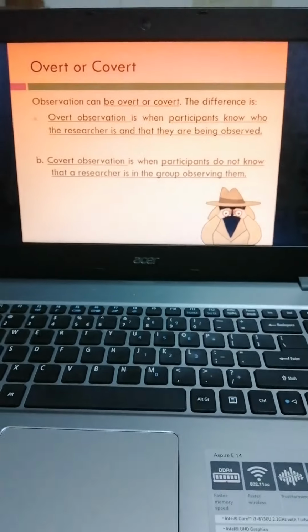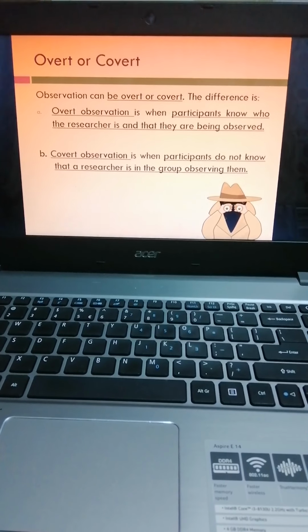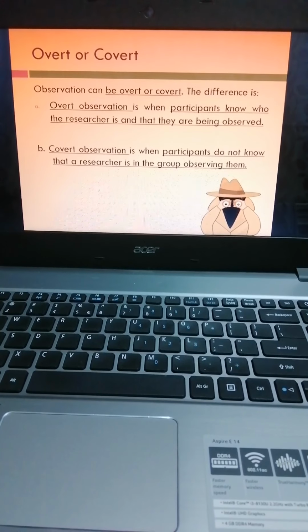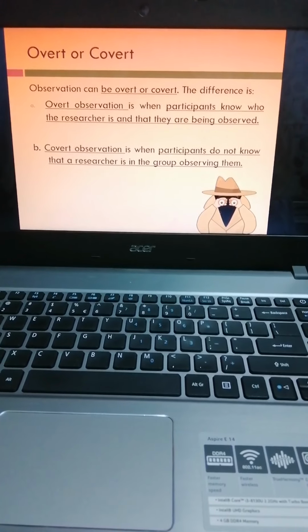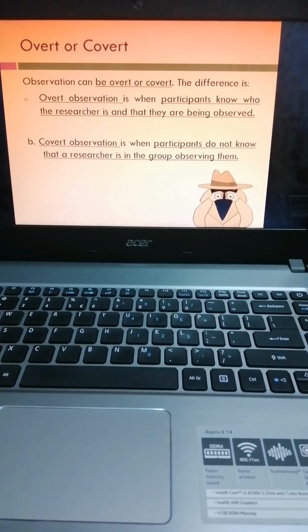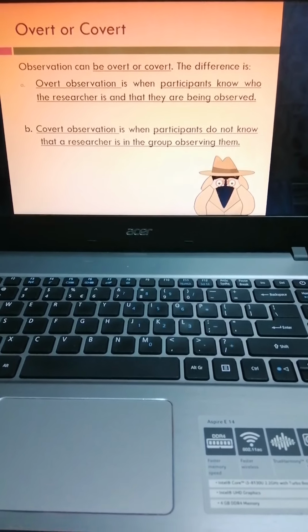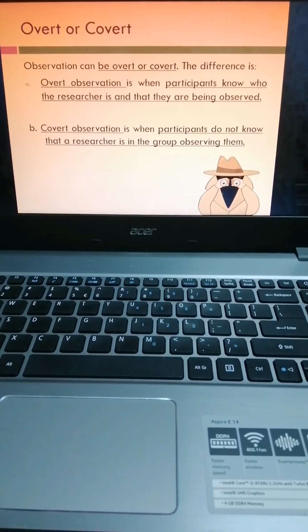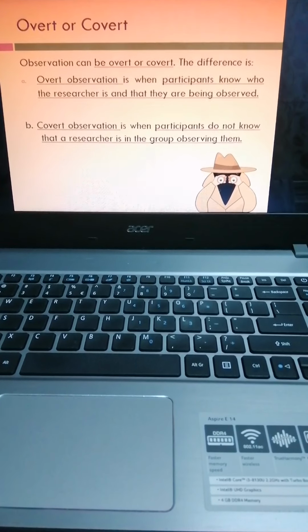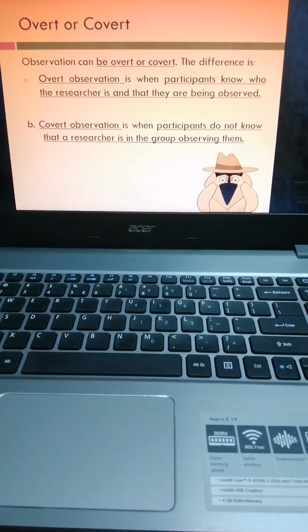So today you're going to learn many different types of observational method. You're going to learn about overt as well as covert observational method. You have to know the differences because in the exam they might ask you the question, what is the difference between overt and covert observational method? So let's look into the definition for overt observation.